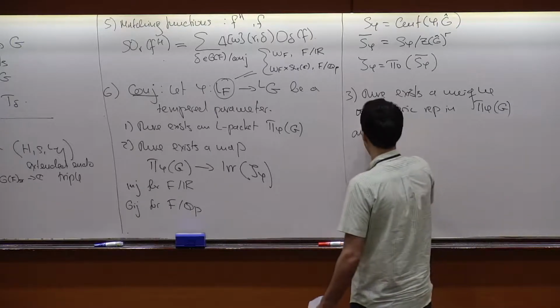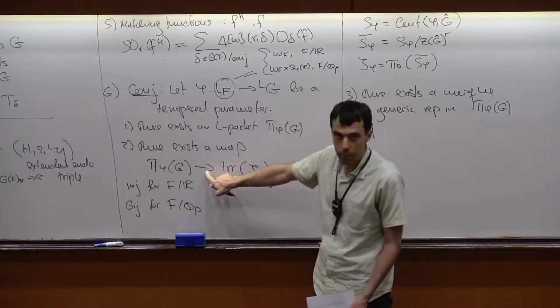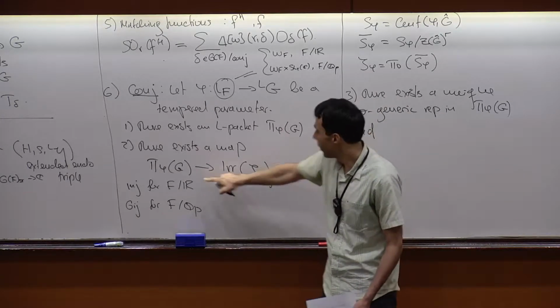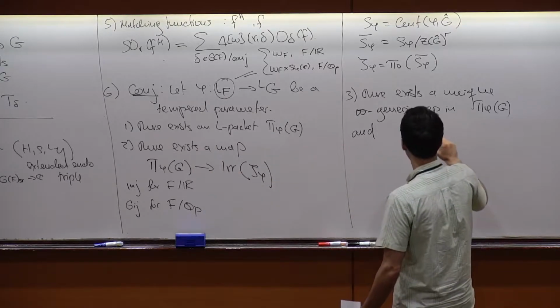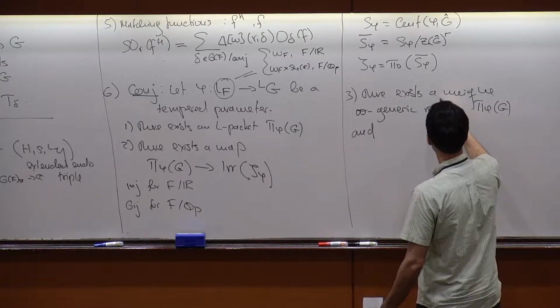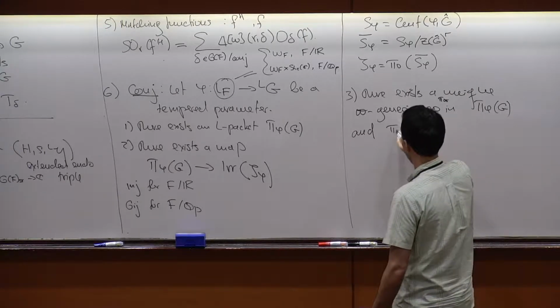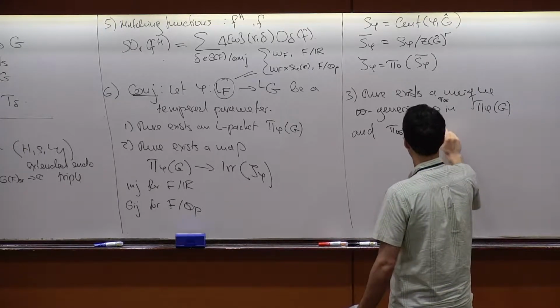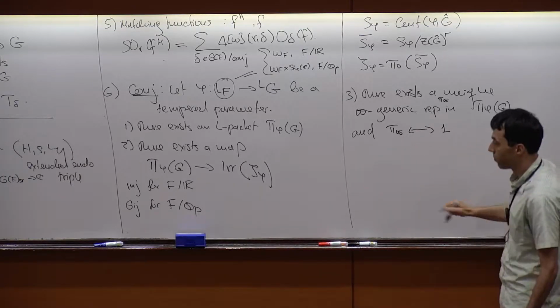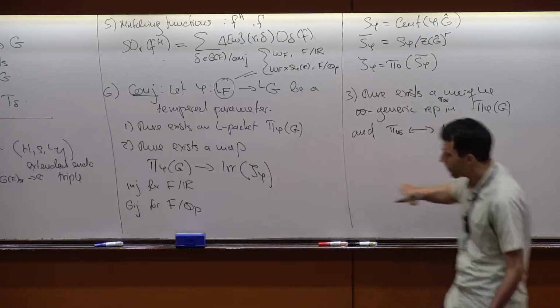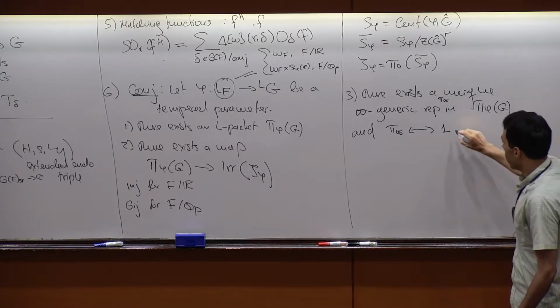And moreover, this map here is supposed to be normalized in such a way that, so let me give it a name, there exists a unique W-generic representation, maybe pi_W, in here. And this pi_W is mapped to the trivial representation here. Okay.